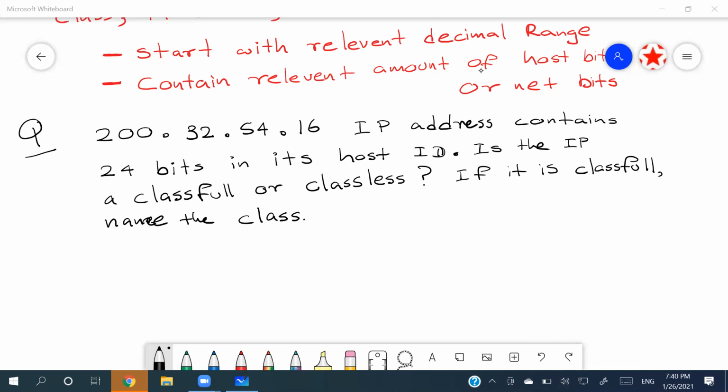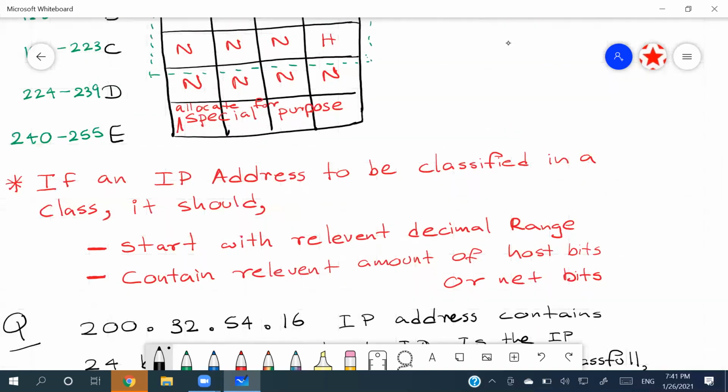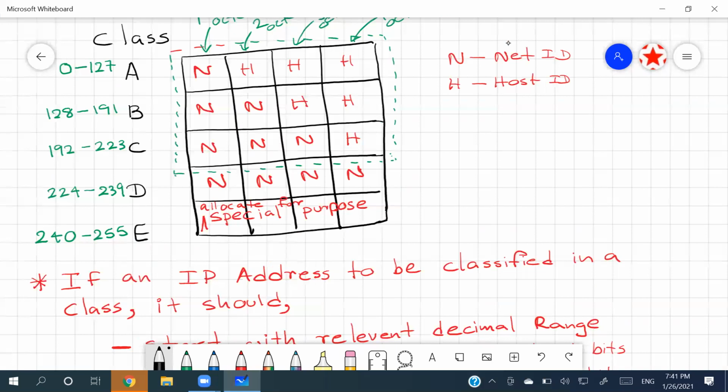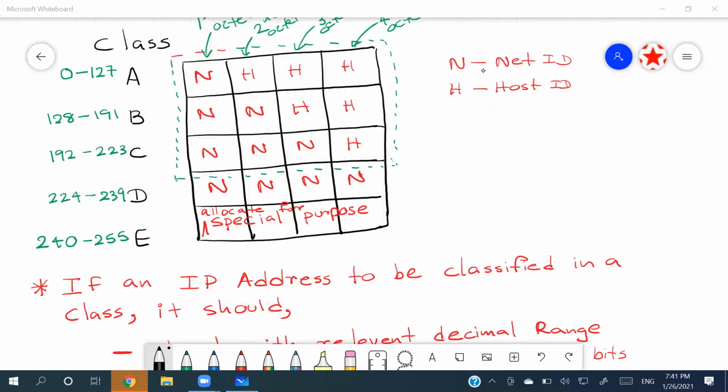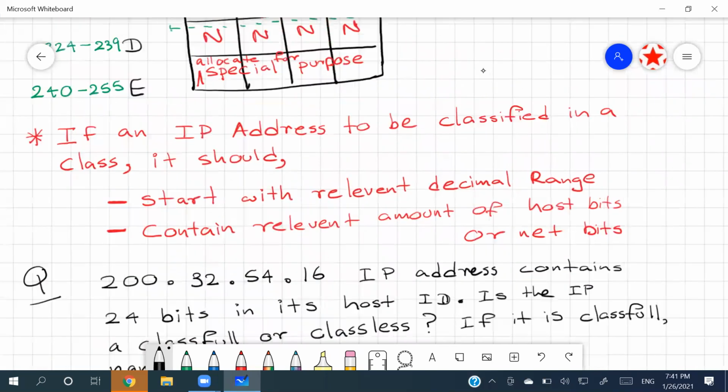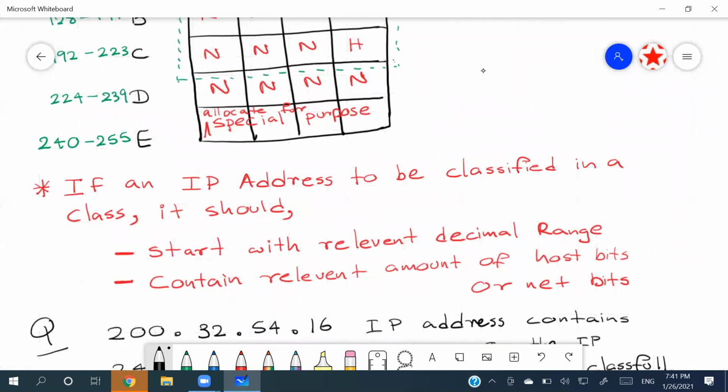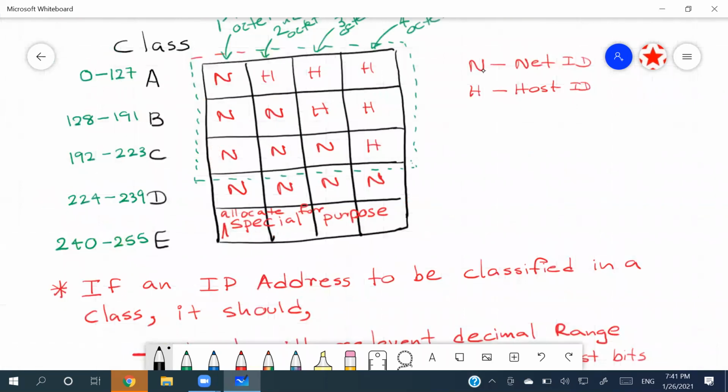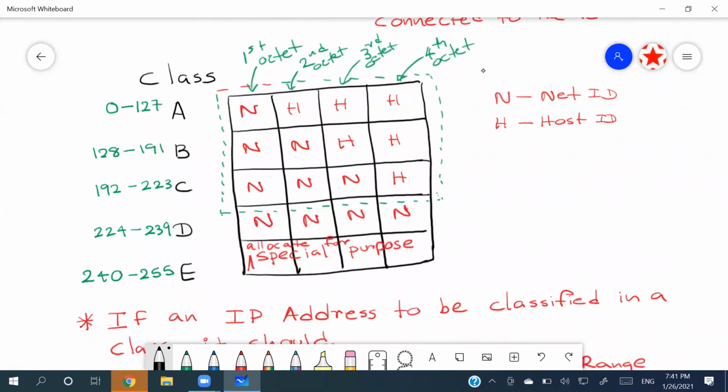Right? So how these are determined, it is class C. The address I was given is 200.32.54.16. So 200 belongs to which group? To this particular range.